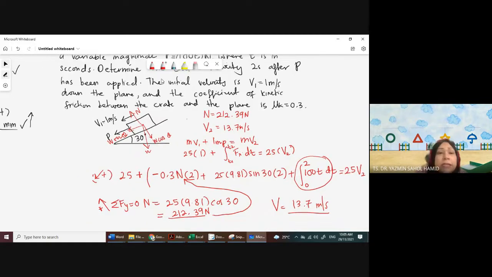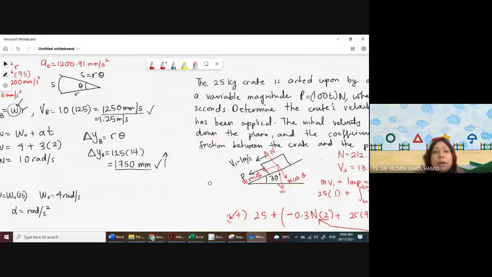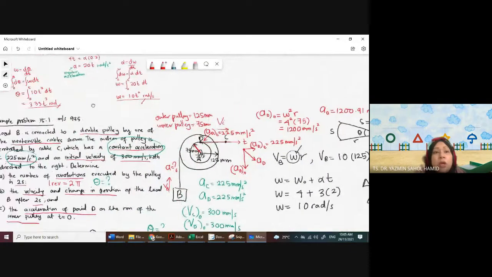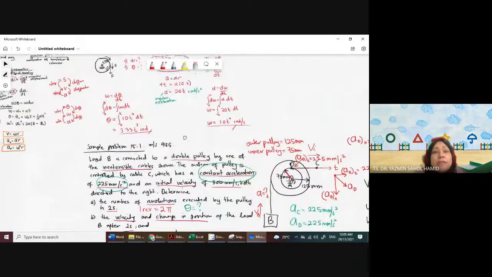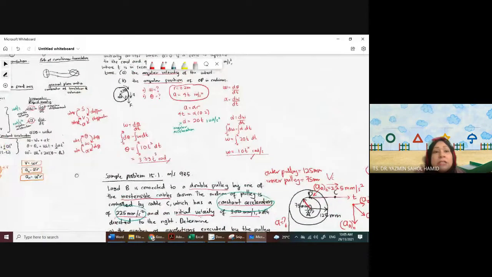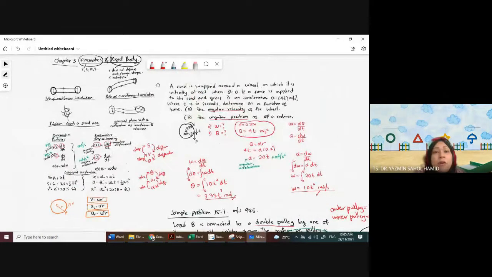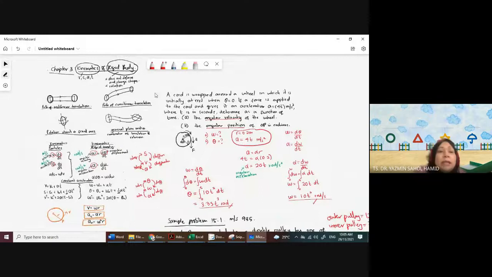Okay, so any questions? So just kita recap kat sini apa yang kita dah buat. So basically for topik chapter 3, 4, 5, 6 kita dah lebih fokus kepada rigid body. So rigid body ni it does not deform, it has rotation. Okay, so dia boleh move rectilinear bentuk translation, dia boleh ada curvilinear translation, dia boleh rotate about an axis and dia boleh combine. Dia boleh translation and rotation.